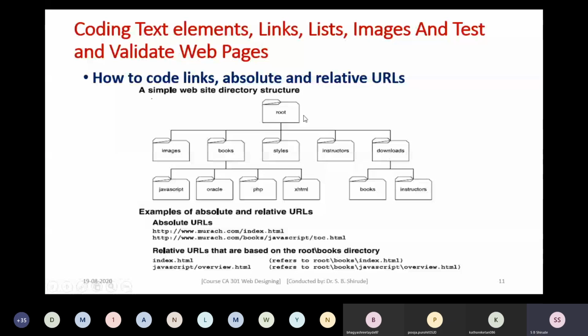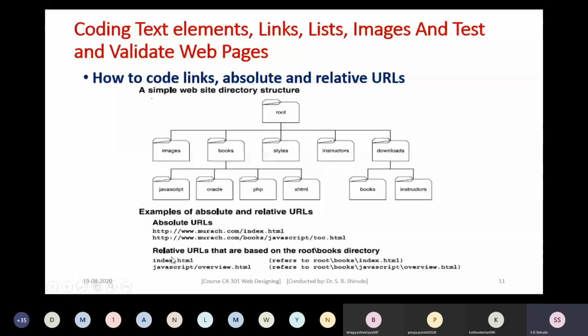Similarly, another example of the absolute URL: the root, and in the root books, and in books JavaScript, and in JavaScript toc.html. So the complete path is specified, and therefore this is the absolute URL. But we may have the relative URL such as, if suppose you are currently in the root directory, I will not specify the complete start of that, but I will directly refer to index.html.